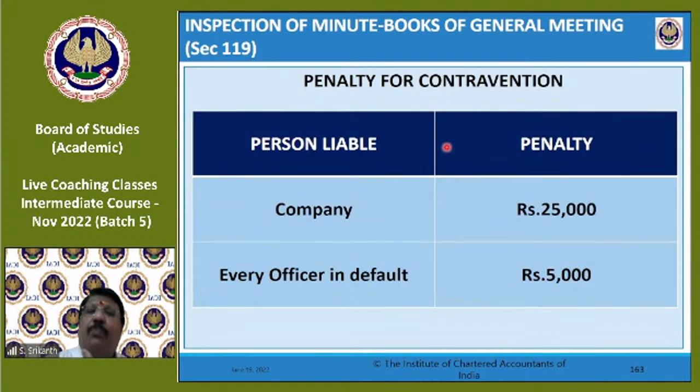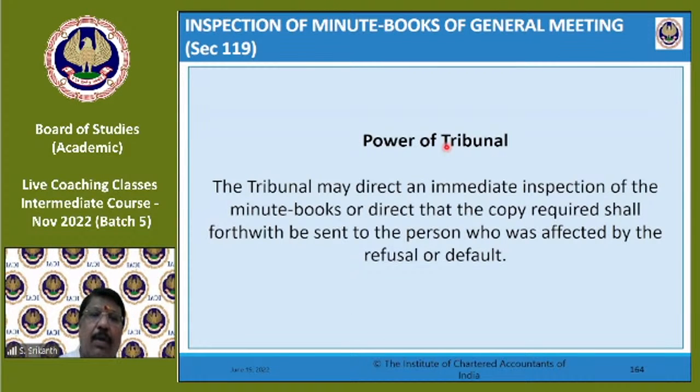In case you do not give opportunity for inspection, then the penalty is 25,000 for the company and 5,000 for every officer in default. Now, in case you don't permit inspection of minutes book of general meetings, then tribunal can direct inspection of the minutes books. Okay? Or direct that the copy required shall forthwith be sent to the person. Immediately it has to be sent, who was affected by the refusal or default. So, power of tribunals also.